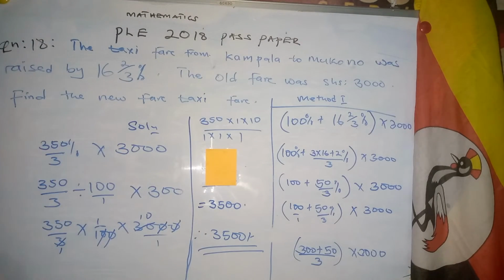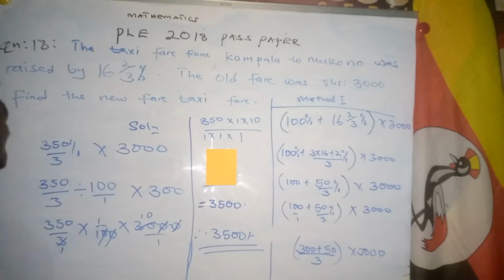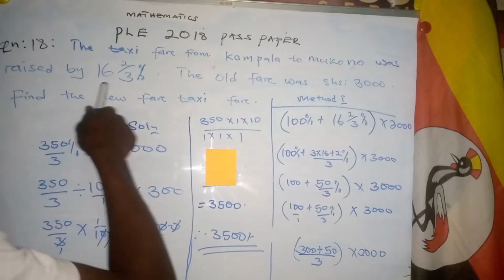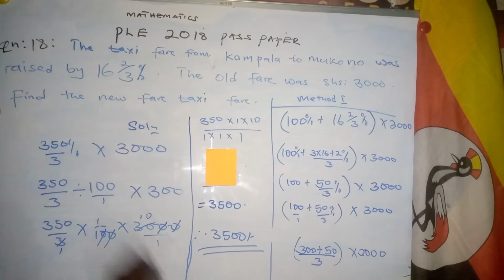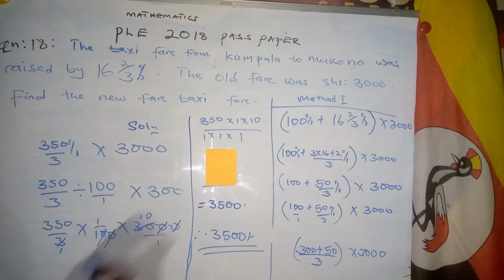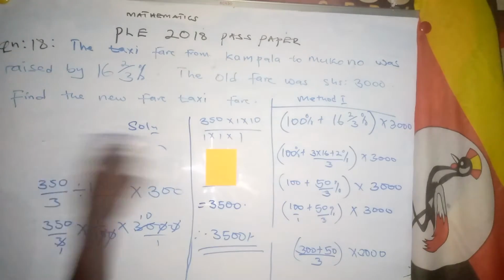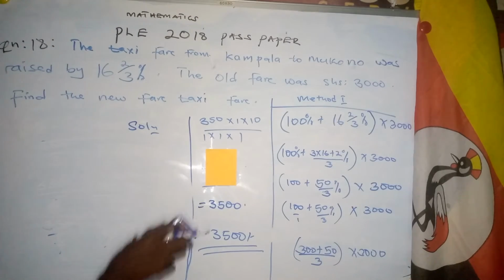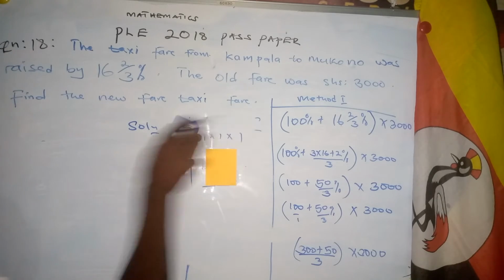Because this question was about the increased money. Because they're asking what money has been increased. 3,000 has been increased by 16 whole number 2 out of 3%. The money has been increased from 3,000 to 3,500. That's method 1. So you will choose what method you want to use, but the answer is the same.